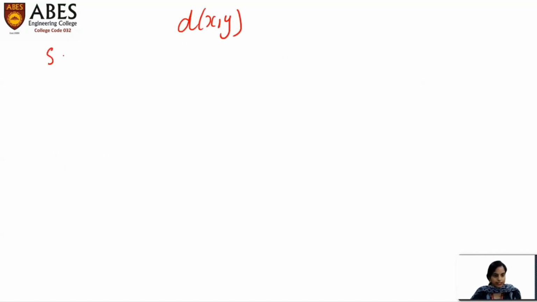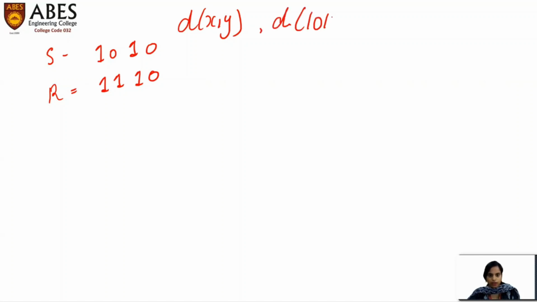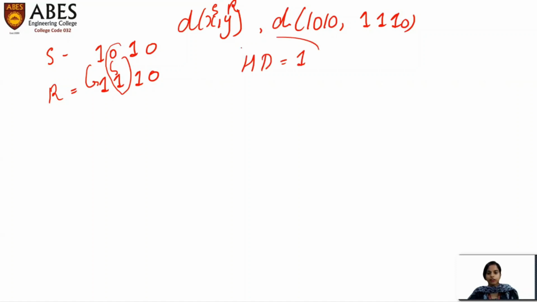Let's suppose the sender sends the data 1010, and the receiver receives the data 1110. You can write it like this also: 1010 and 1110. This is your sender and this is your receiver. How many bits are changed? The other bits remain the same, and the zero becomes 1, so only one bit is changed. So the Hamming distance will be 1.